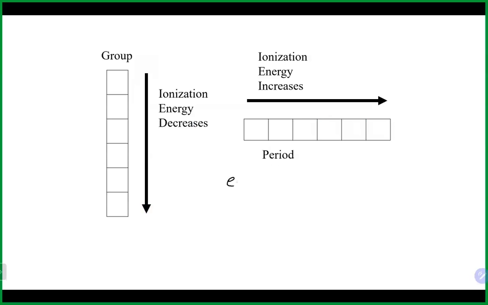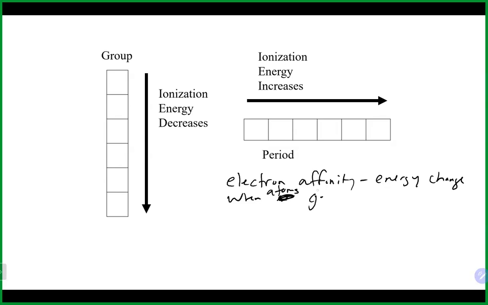There is electron affinity. And that's the energy change when an atom gains an electron. And on the periodic table, it increases as you go this way, and it decreases as you go this way.